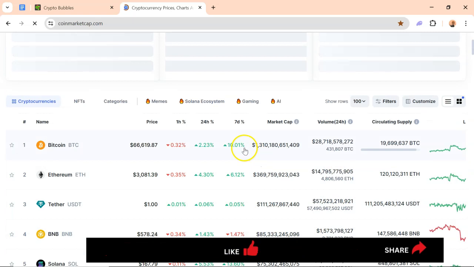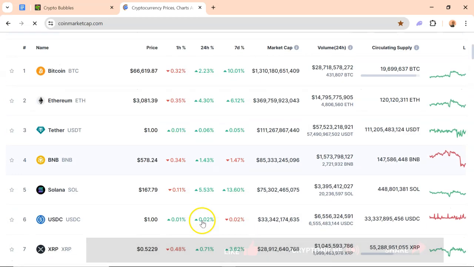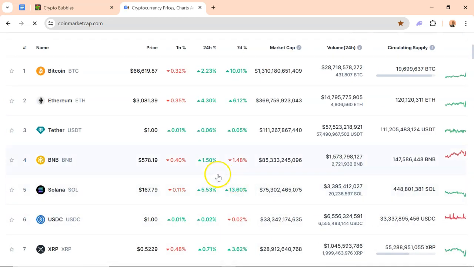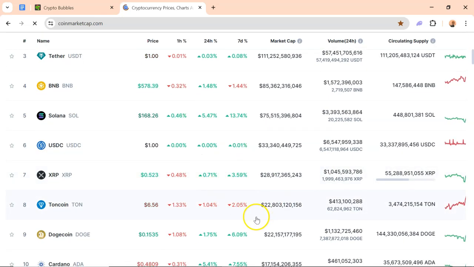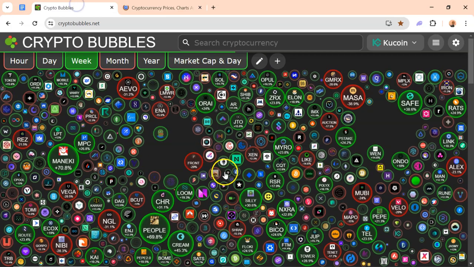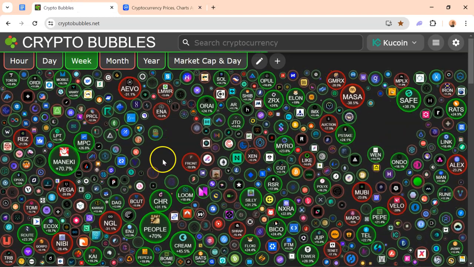Bitcoin has gained like 10% in the last 7 days. Ethereum did like 6.12% in the last 7 days. BNB is not doing much, it's kind of static. Solana has done like 13.6% profit in the last few days. So basically, this is what you want to use: a platform where you can easily visualize some of these concepts.